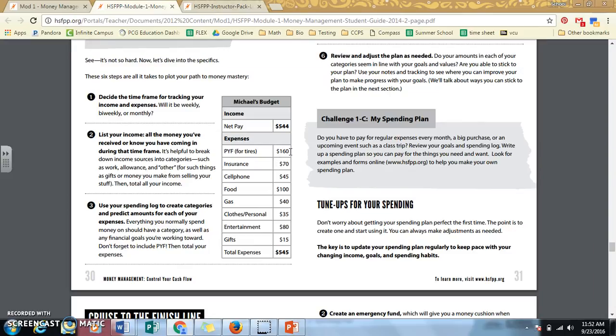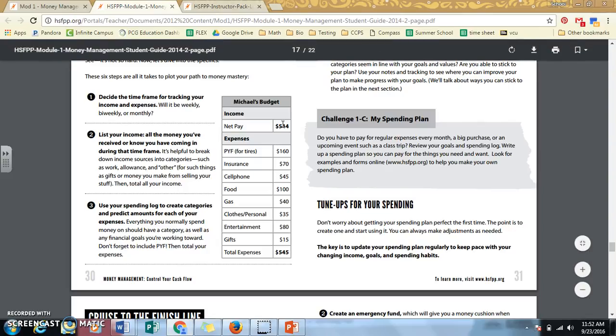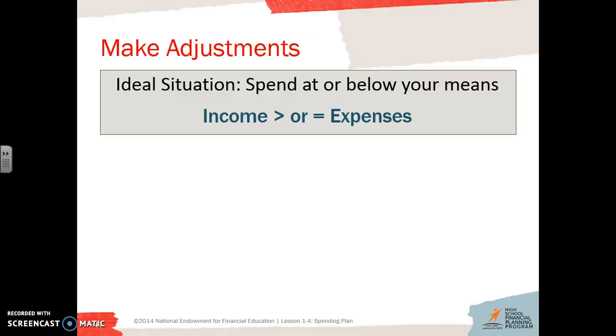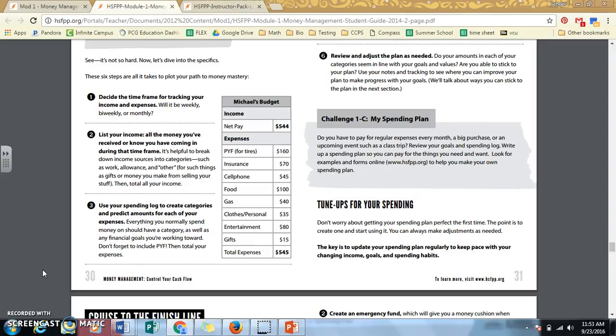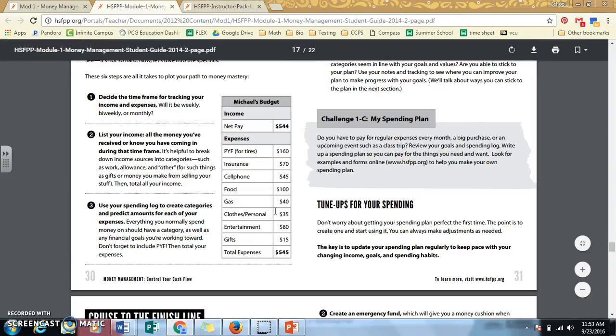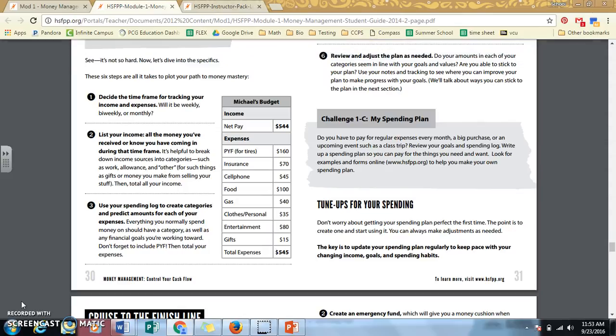So Michael, after he has budgeted for his expenses, found that his total expenses are $545. Well, let's compare that to his income. His income, he's only making $544. If we look, our income, what we're making, needs to be bigger than or equal to our expenses. Unfortunately for Michael, he is $1 short. His income is $1 less than his expenses. So that's something that we'll need to adjust.